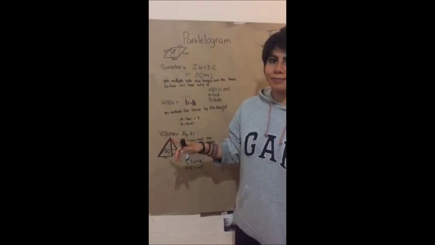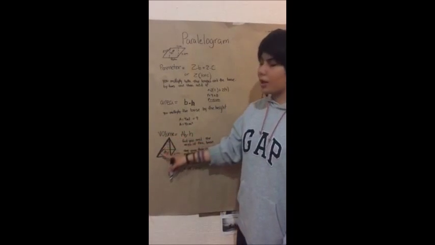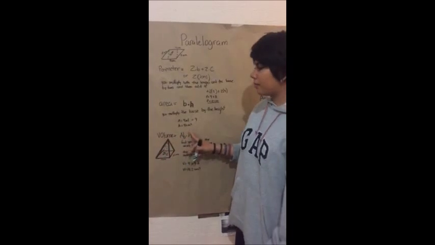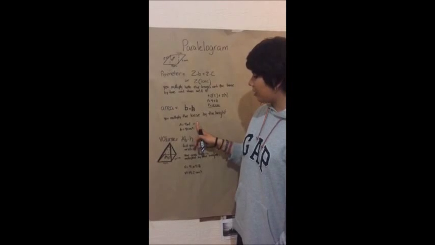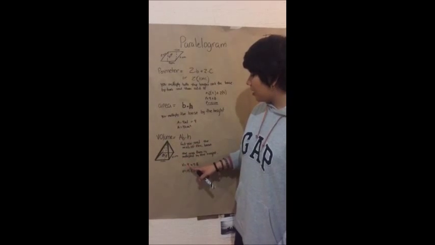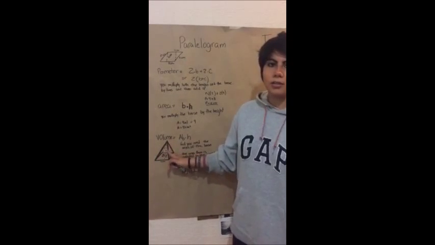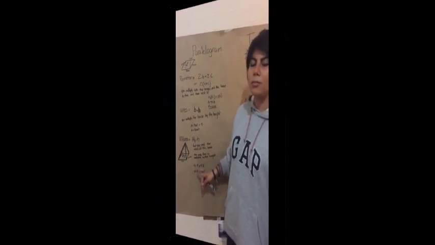square centimeters. Then for the volume, we need the area of the base, and then we multiply the area of the base by the height. So if we use the same area from here, we got an area of 4 centimeters, and then we multiply them by the height, that is 4.8 centimeters, and we got a volume of 90.2 cubic centimeters.